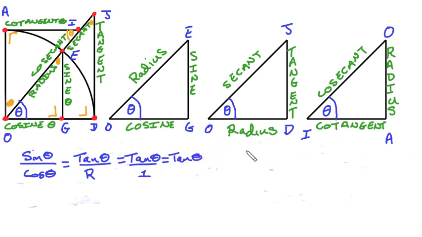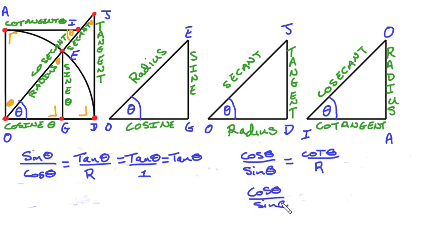We can say that the cosine of theta to the sine of theta will have the same ratio as the cotangent to the radius. Again, if we are dealing with a unit circle, then we have cosine of theta over sine of theta is equal to cot of theta over 1, and that is equal to cot of theta.